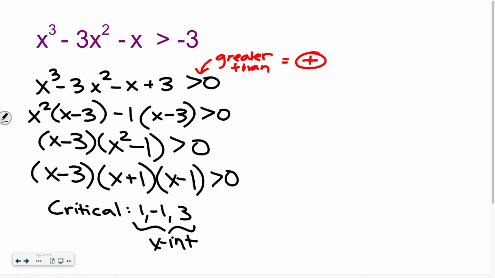Okay, so here's step 2 where we start checking it. I'm going to make a number line. I'm going to put these numbers on it in order from least to greatest: -1, 1, and 3. And by making this number line, you now have a visual for how many intervals you need to check. In this polynomial, because it potentially crosses the graph 3 times, there's 4 intervals that I need to figure out if I'm positive or negative.